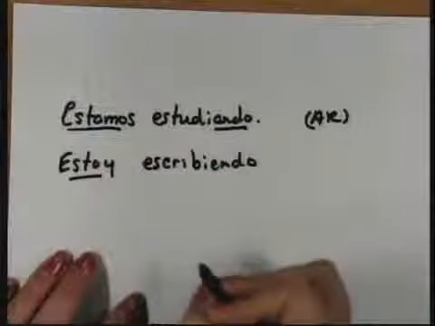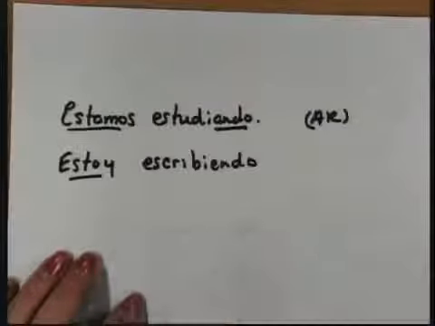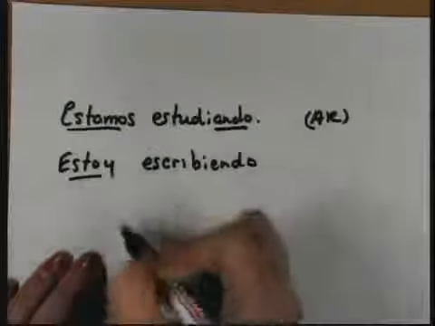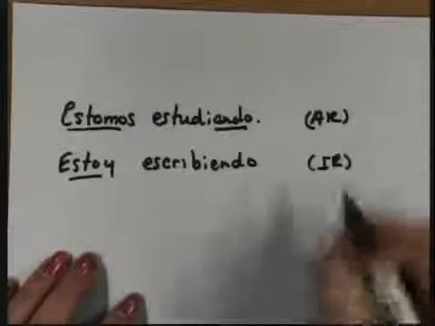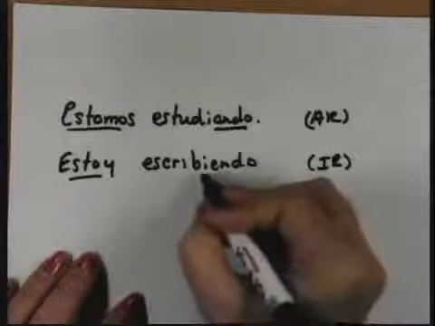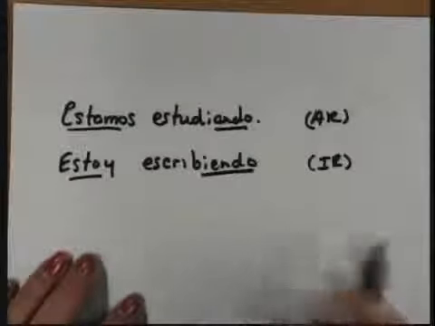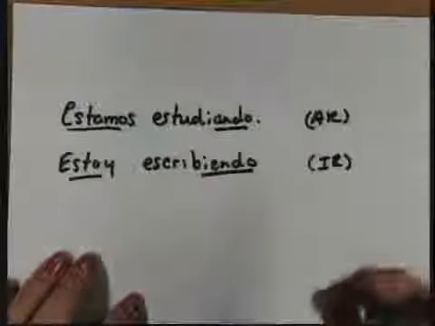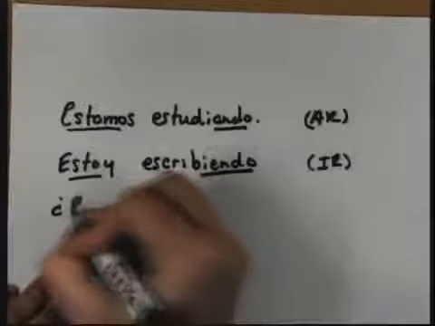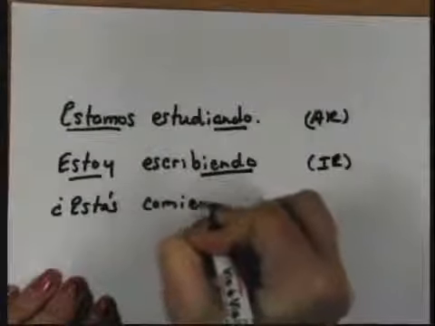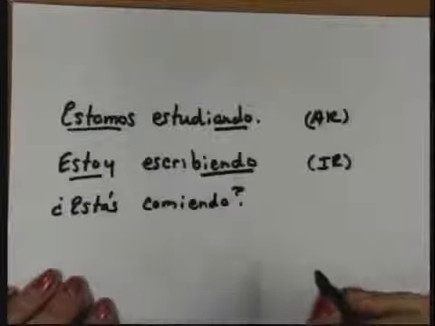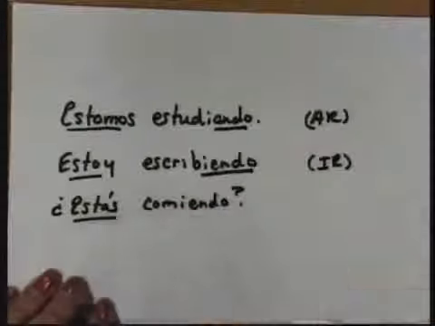So once again, I want to talk about myself this time, so it's estoy, and then this is an IR verb actually. And for IR verbs, you're going to take off the IR and you're going to add yendo. Estoy escribiendo, estoy comiendo, estoy viviendo, etcétera, etcétera. Otro ejemplo. Una pregunta. I want to ask you what you're doing. ¿Estás comiendo? Are you eating?